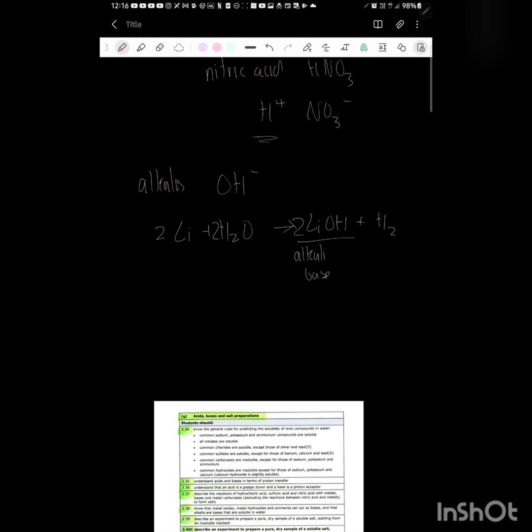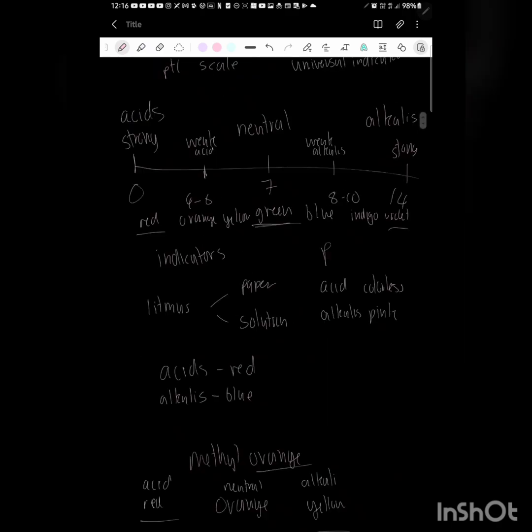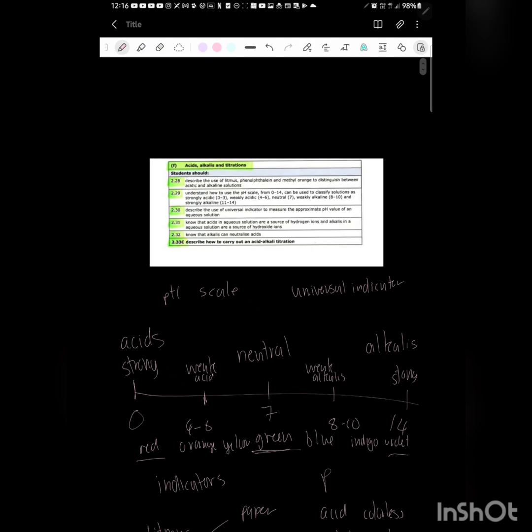And this is an alkali or a base or whatever you want to call it. The thing that makes it a base or an alkali is the OH- ion in it. That's why it turns purple when you do this experiment. So that's points 2.31 and 2.32. This is quite a simple one: alkalis neutralize acids. That's just what they do. And the next point, to carry out acid-alkali titrations, I will explain in a separate clip.